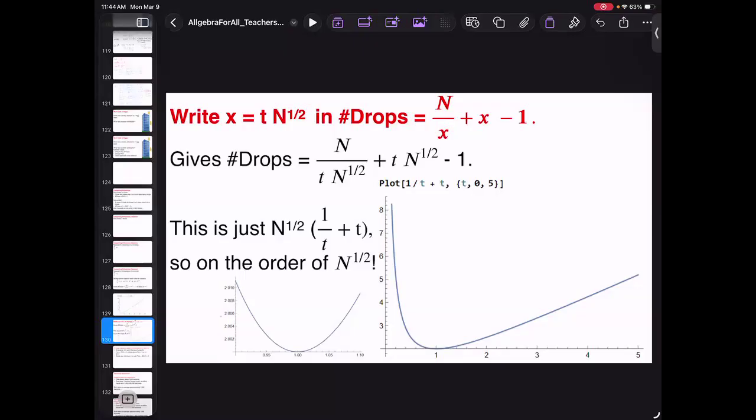I can pull out the square root of n. And my function is now just 1 over t plus t. There's no longer an n dependence. I now have a function that's independent of how many floors there are. And I just have to analyze this function and see where this is smallest. And it's not that bad to show that it's smallest at 1.